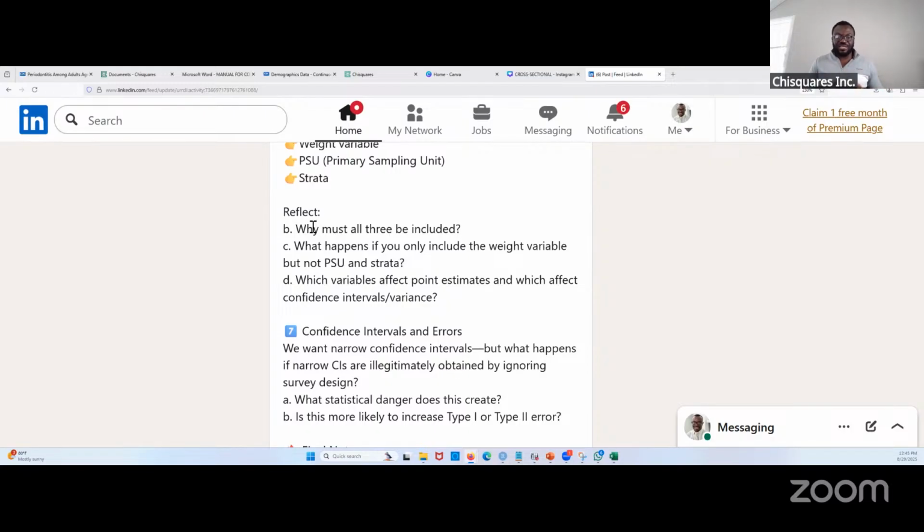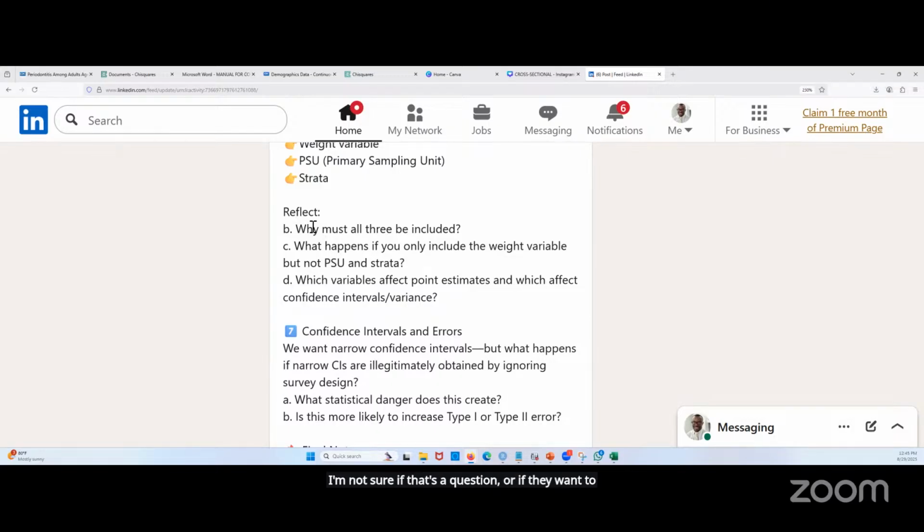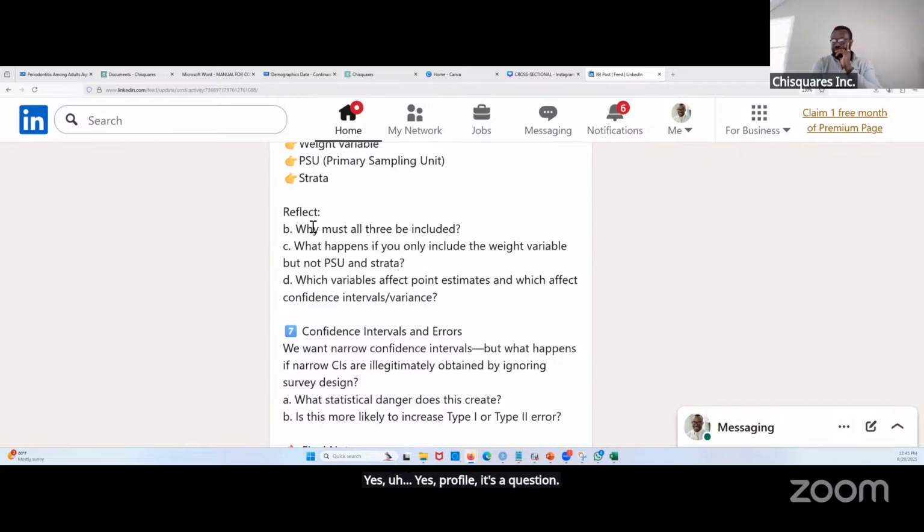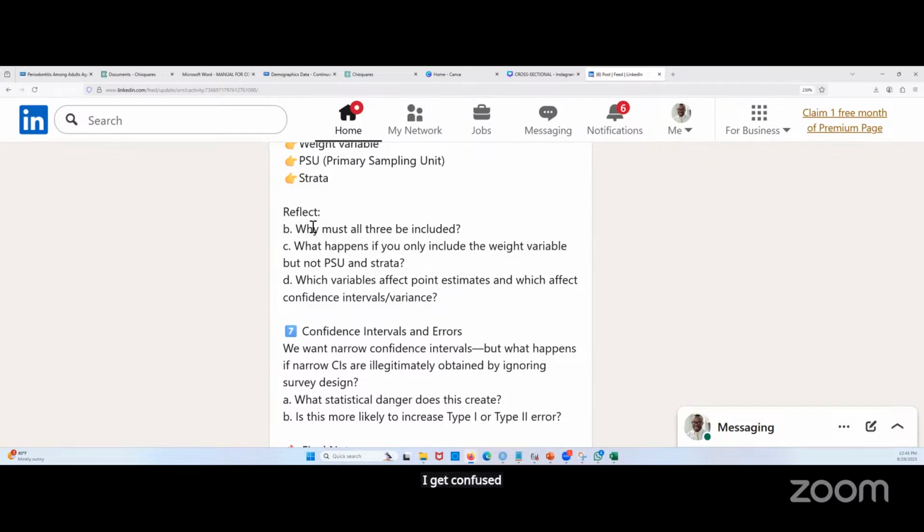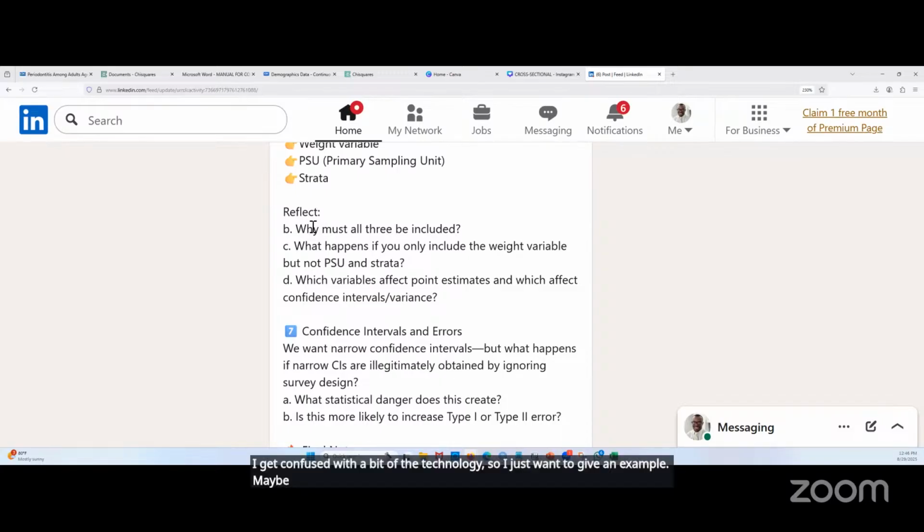I'm not sure if that's a question or if they want to contribute. Yes, Prof, it's a question. Okay. I get confused with a bit of the terminology, so I just want to give an example that may help to clarify my doubt.